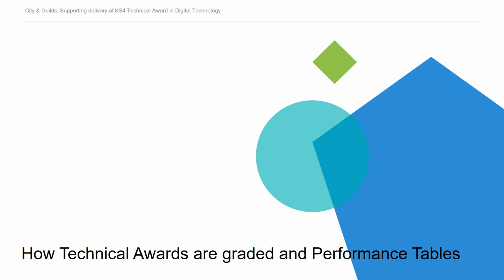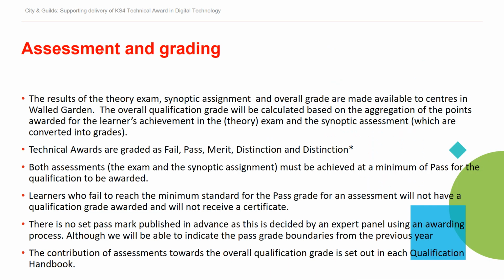So the next few slides are really about how technical awards are graded and their relationship with performance tables and GCSEs. So, assessment and grading. The results of the theory exam, synoptic assignment and overall grade are made available to centres on the walled garden.